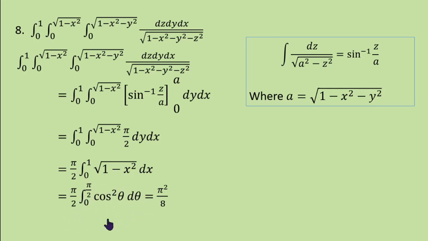By the reduction formula, the integral 0 to pi by 2 of cos square theta d theta is: start from denominator 2 and then reduce by 1, that is 1, and it is even, so into pi by 2. Therefore, this integral is pi by 4. Pi by 4 into pi by 2, pi square by 2 into 4, that is 8. Therefore, the value of this triple integral is pi square by 8.